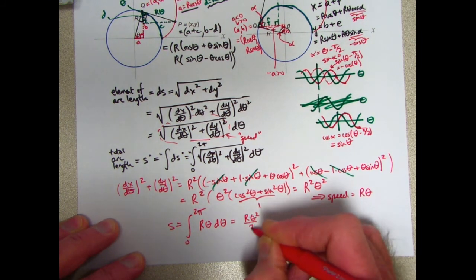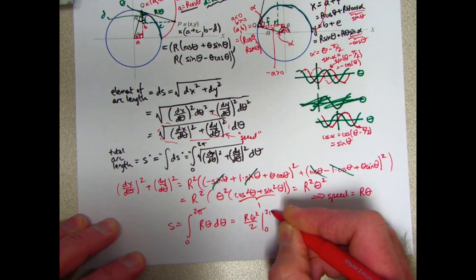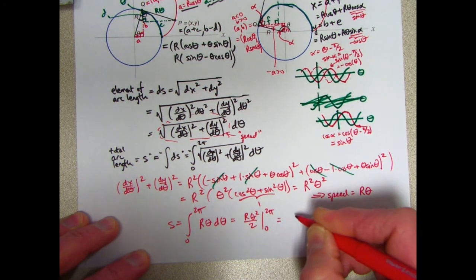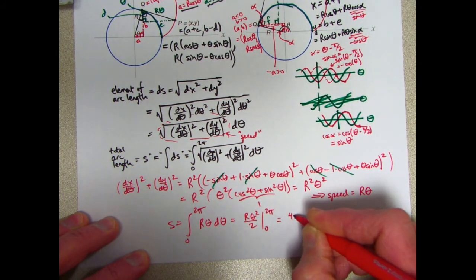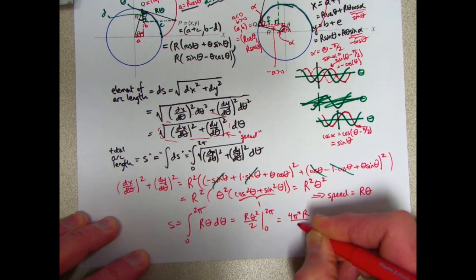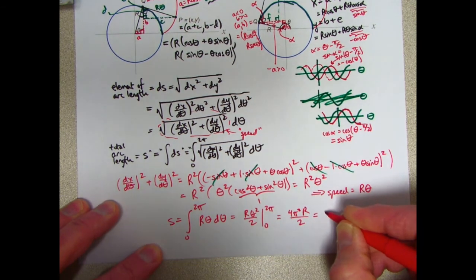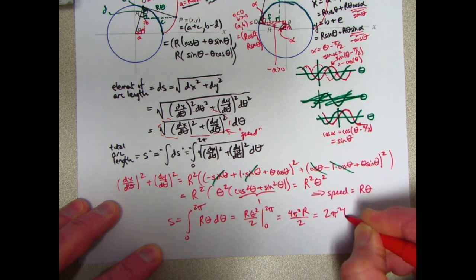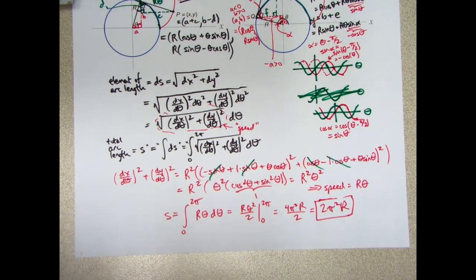And that's a pretty easy integral to do. R theta squared over 2. Theta goes from 0 to 2 pi. And that gives you 4 pi squared r over 2, which simplifies to 2 pi squared times r. That is the arc length as theta goes from 0 to 2 pi.